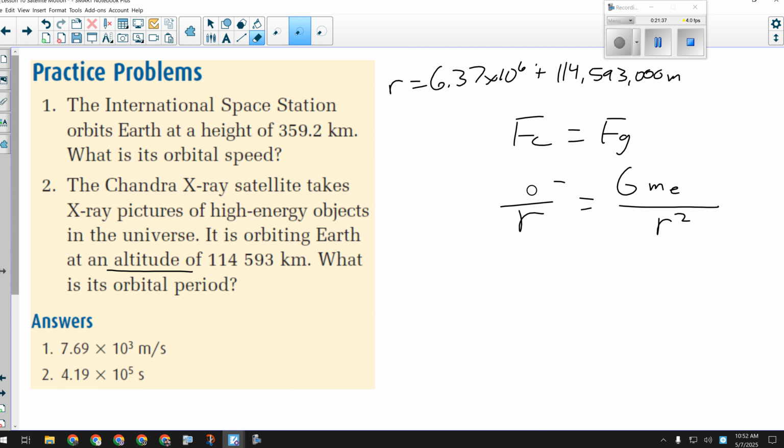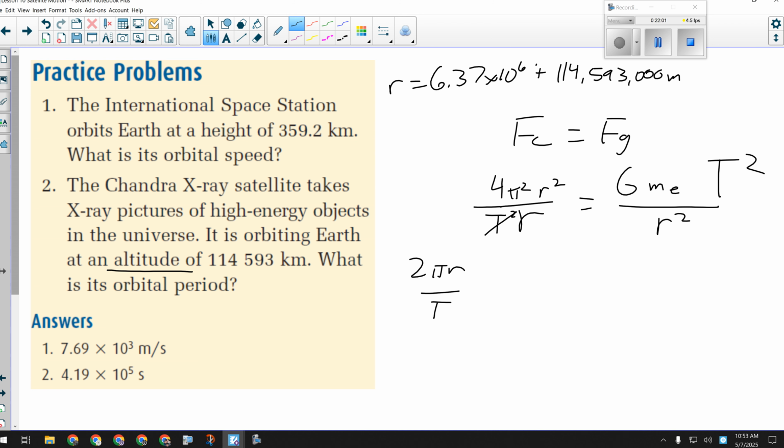Then I'm going to take v squared out as well, and I'm going to put this in for v, and obviously I'm going to square it. So 4 pi squared times r squared, and then t squared is on the bottom. Then I'm going to start manipulating. So I'm going to bring t squared over to this side. I'm going to cancel this r completely and get rid of that square.